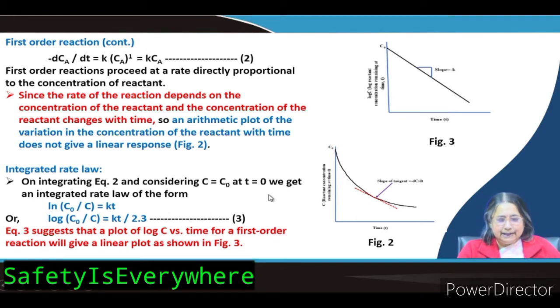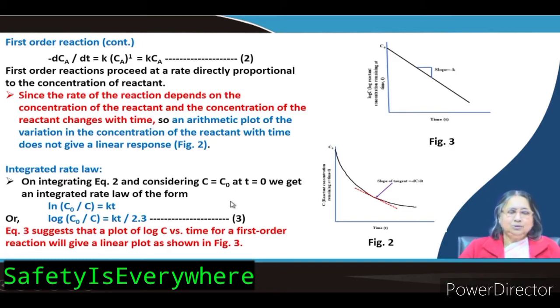And you can also plot ln C. So, you will get this type of line with negative slope. But if you plot ln C0/C, then also you will get a straight line. You can see here this is a straight line, and it will be with positive slope, okay. So, this is the integrated rate law for a first order reaction.